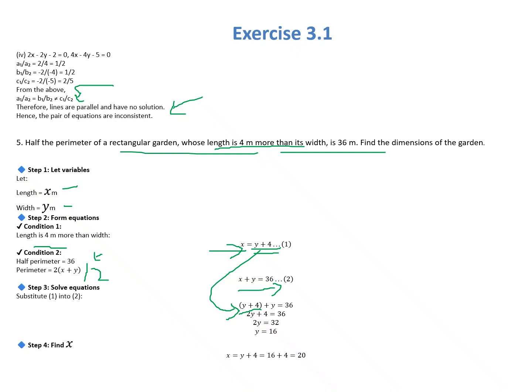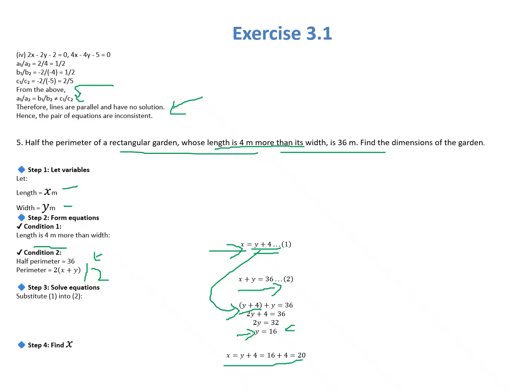We take 4 to that side, and 2y is equal to 36 minus 4, which is 32, and then we divide by 2 to get the value of y. So basically the value of y is equal to 16. Once we have derived the value 16, we put that value back in the first equation to get the value of x. So x is equal to 16 plus 4, which is 20.